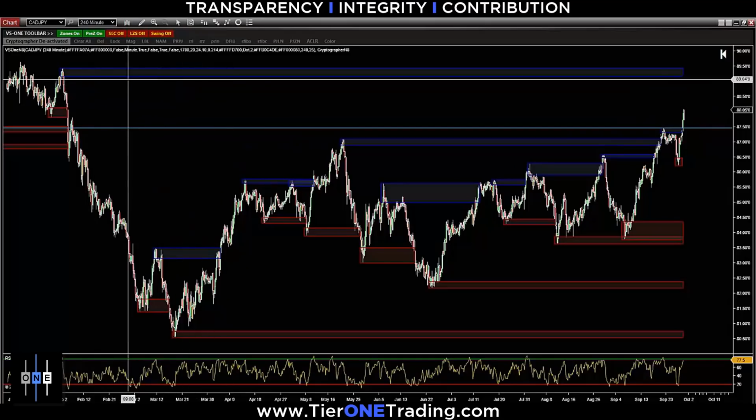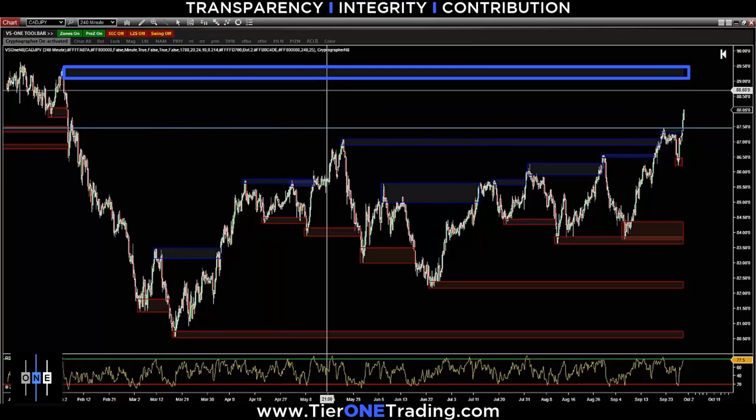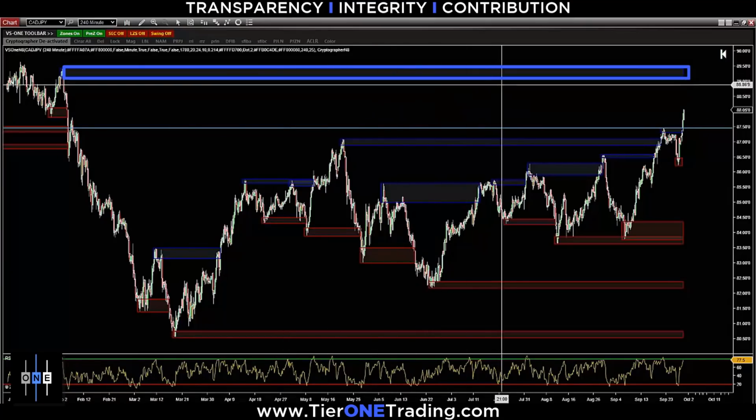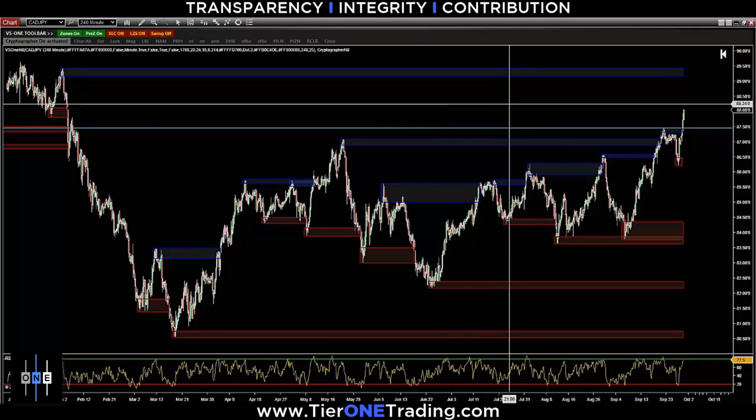So looking left, this beautiful blue box here, this is the next level that I would predict price action is going to go to. And does that mean that there's a trading opportunity right now? No. If this were Sunday evening and the market opened right now, I would do absolutely nothing.